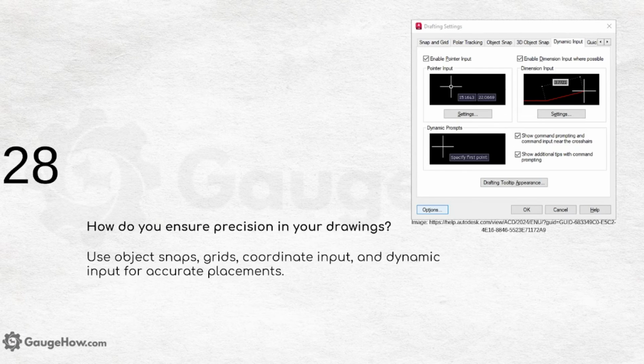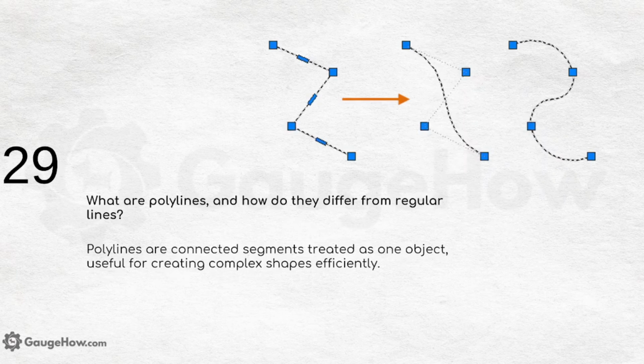How do you ensure precision in your drawings? Use object snaps, grids, coordinate inputs, and dynamic inputs for accurate placements. What are polylines and how do they differ from regular lines? Polylines are connected segments treated as one object, useful for creating complex shapes efficiently. So, as you can see in the figure, the first line is a proper line, and then it is changed to an S shape like structure, which is actually made using polylines.